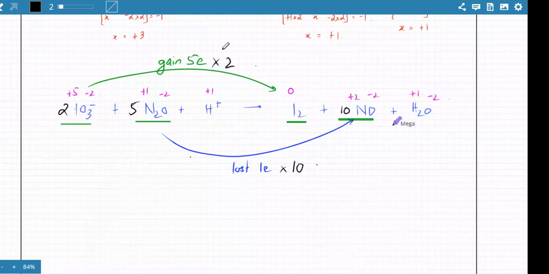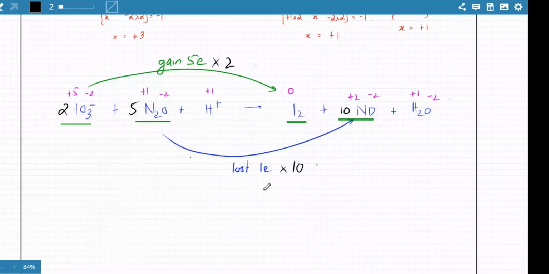So you need to multiply both of the atoms by such a number that the number of electrons gained and lost become equal. Which is why I multiplied the iodine with 2. I had 2 iodines because now the number of electrons gained would be 10. And since each nitrogen was losing just 1 electron, I multiplied that by 10 so that the number of electrons gained and lost become equal. So instead of actually balancing the atoms, you're trying to balance the number of electrons gained and lost. Franz, is this point clear?